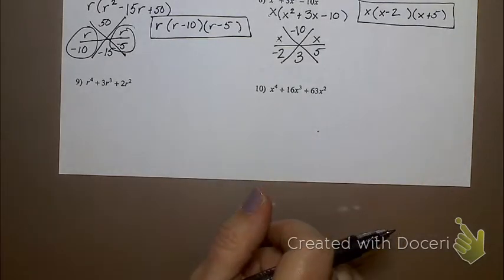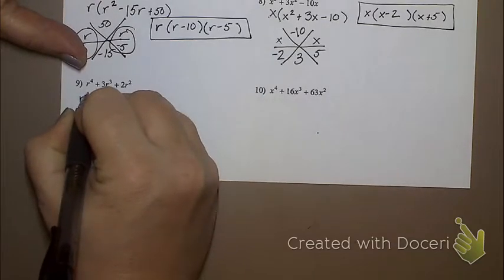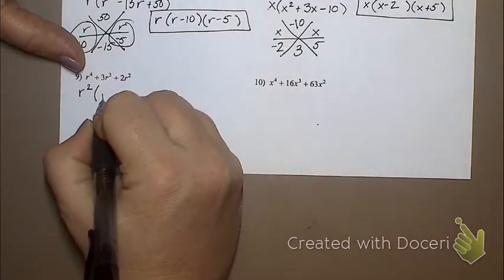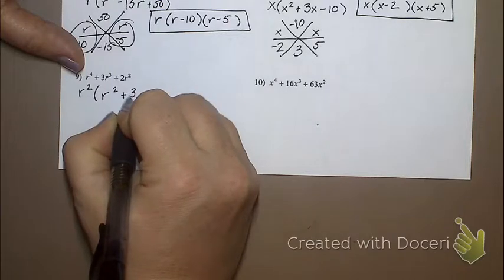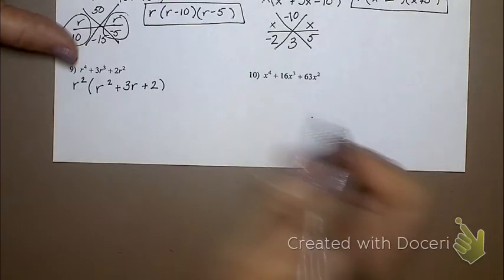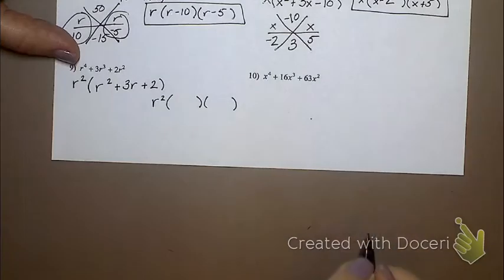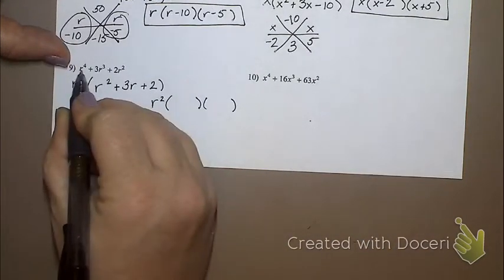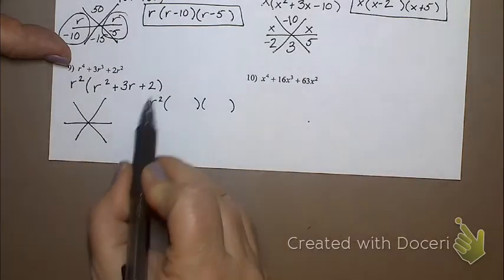What do those three have in common? 2R. Not 2R. R to the second. So what would that leave inside? R to the second plus what? 3R plus 2. So this time I'm going to have R squared out in front of my parentheses, right? So let's see. Because there has to be 4 in my answer, right? So 1 will be in that parentheses, 1 will be in that parentheses, and then there's the other 2.